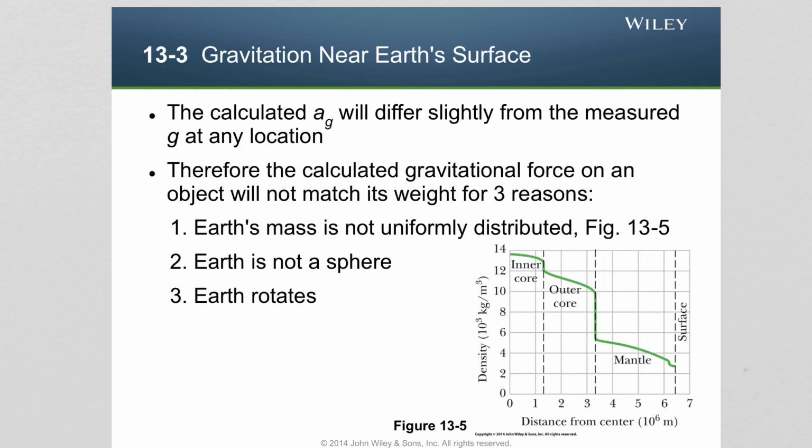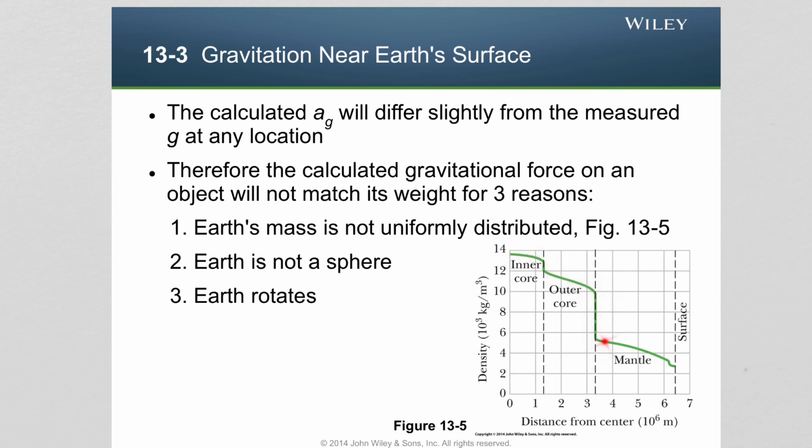The calculated gravitational acceleration, a sub g, will differ slightly from the measured value, g, at any location. For that reason, the calculated gravitational force on an object will not match its weight, for three reasons. First is that the Earth's mass is not uniformly distributed. Here you can see the plot of density versus distance from the center of the Earth.